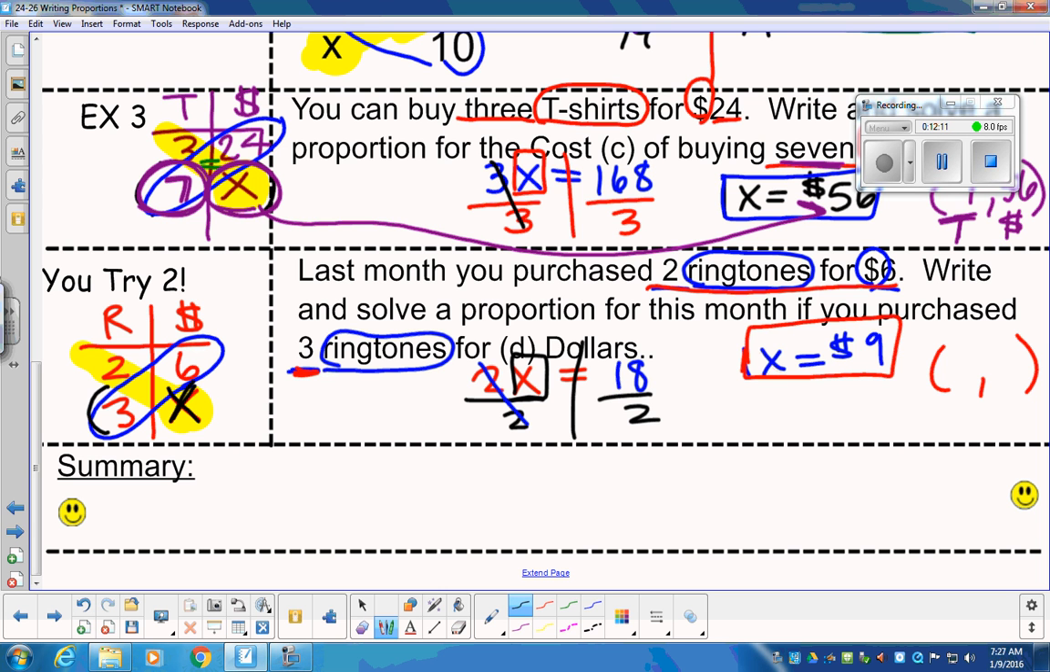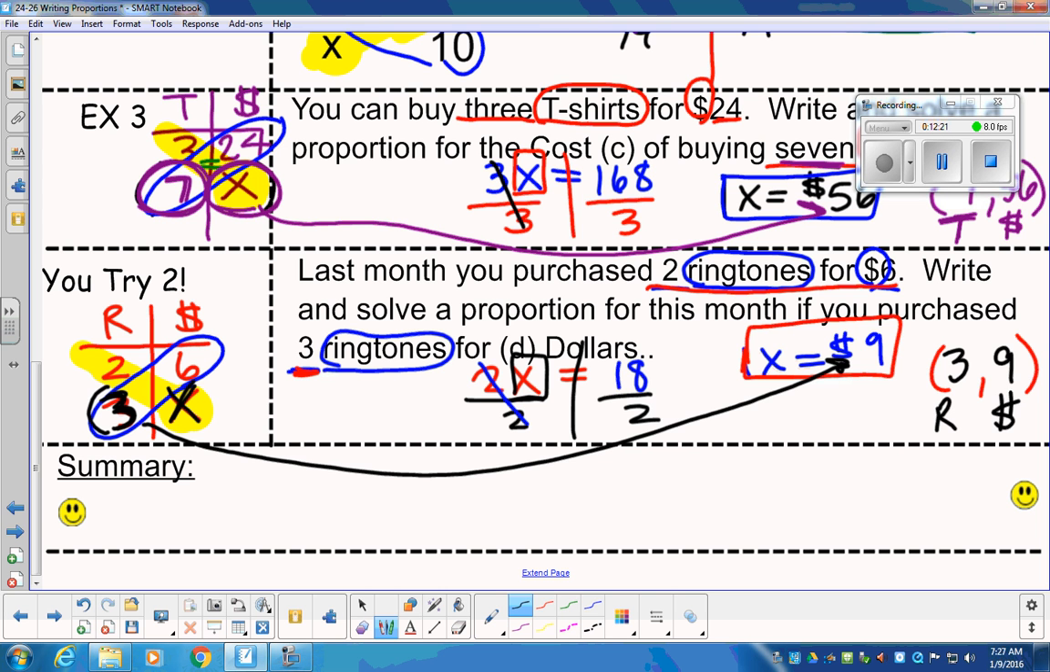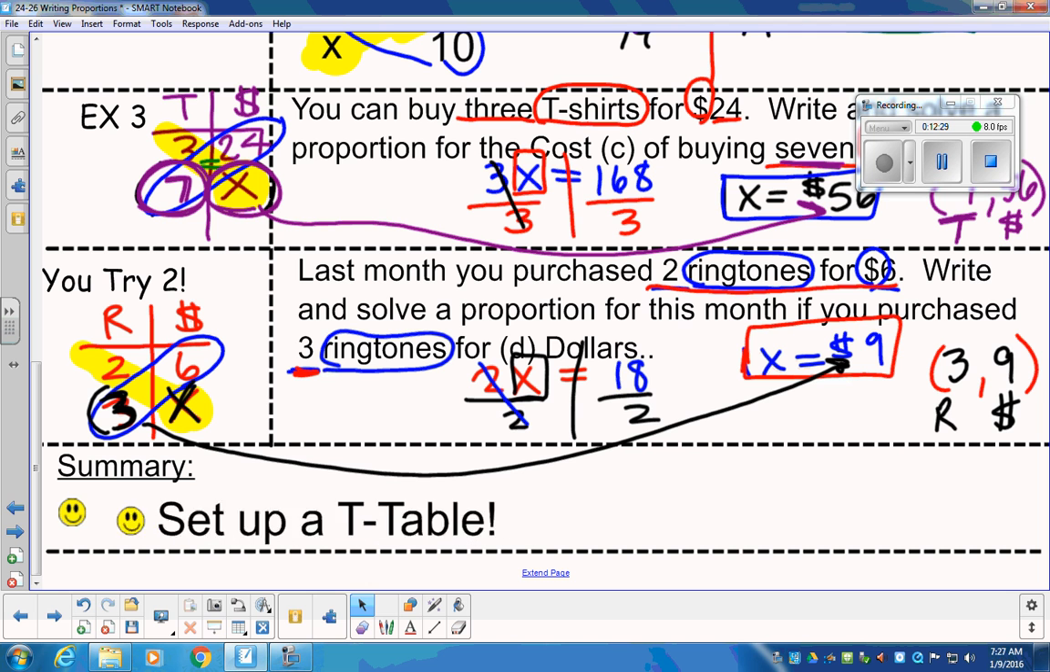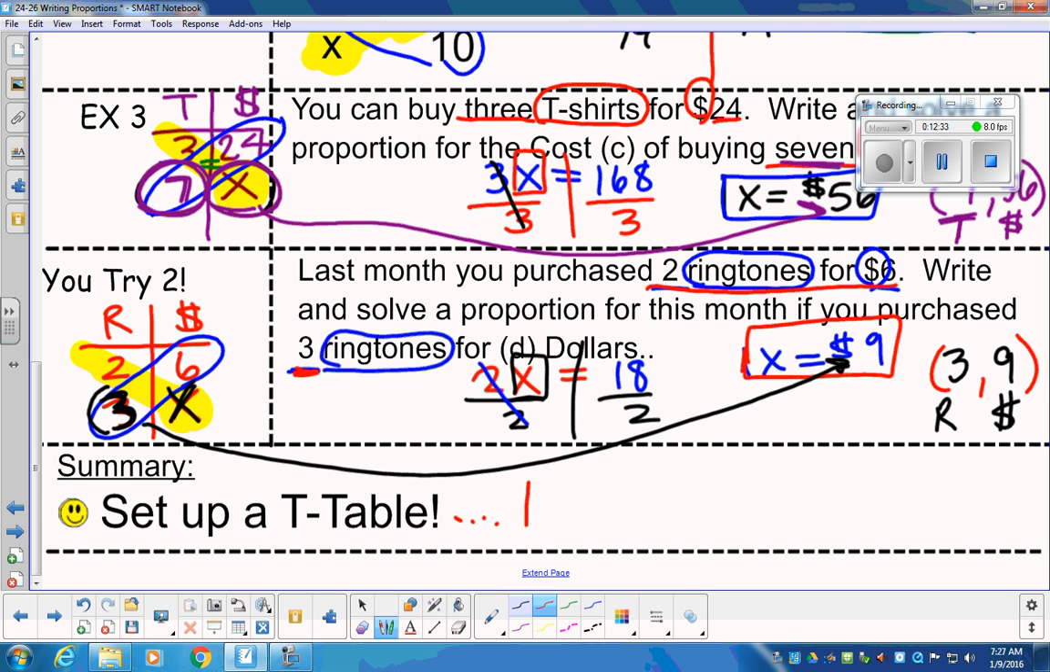We wanted to know how much 3 ringtones cost. 3 ringtones cost $9. So 3, 9 would be the coordinate. 3 ringtones, $9. So that's the idea of proportional reasoning. For our summary today, then, we're just going to say that the key is that we need to set up a t-table. We need to organize our thinking, and after we set up the table, then we take cross products.